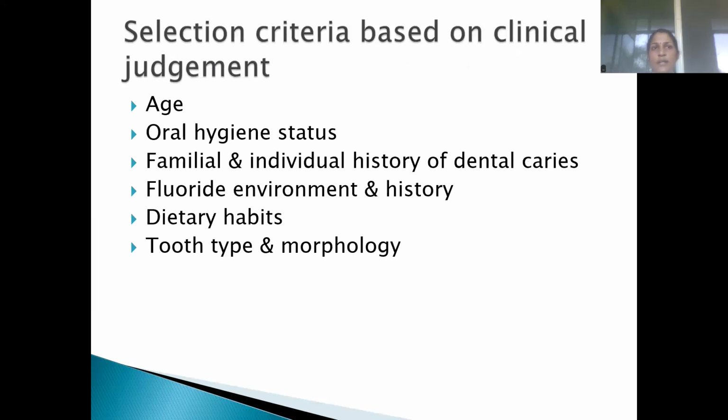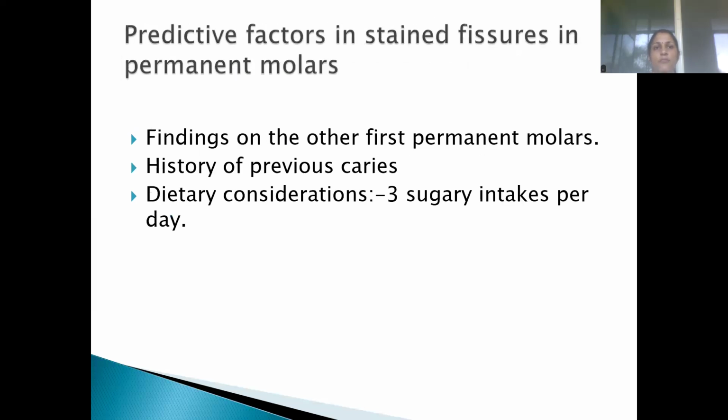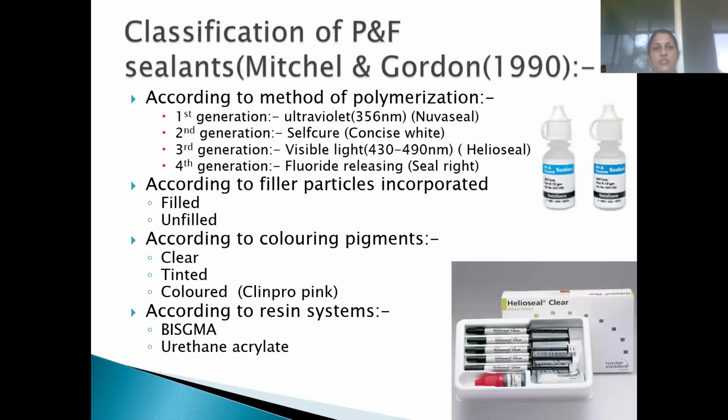As I've told, age matters, the oral hygiene status of the patient, then familial or hereditary tendency to develop dental caries, then fluoride environment and history, then dietary habits of the patient, then tooth type and morphology, according to the NANGOS classification. Now, what are the predictive factors in sealing fissures? Findings on the other first permanent molars, history of previous caries, and whether the patient is at high caries risk based on dietary considerations.